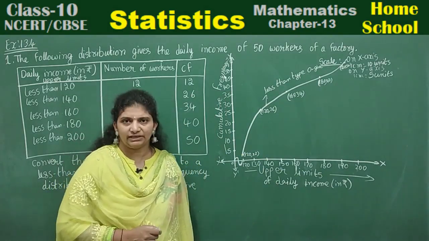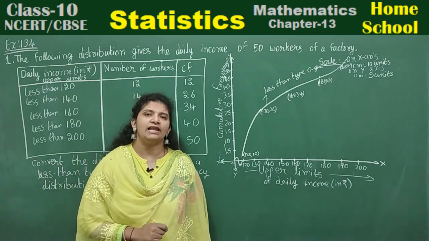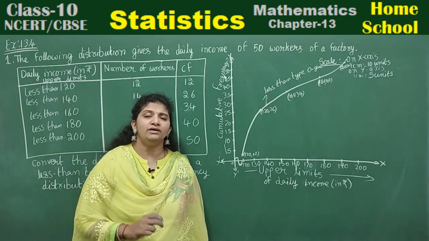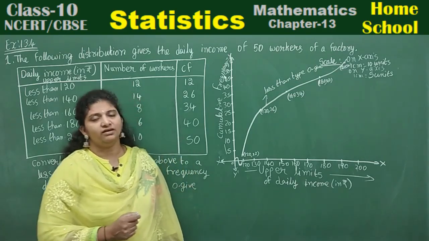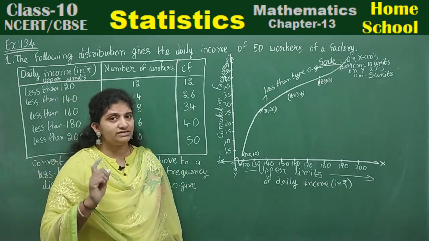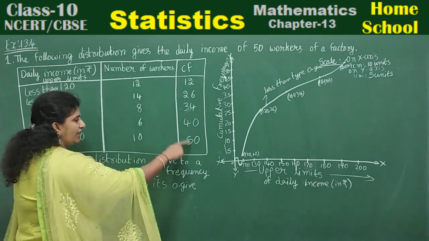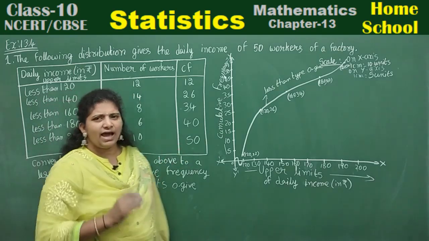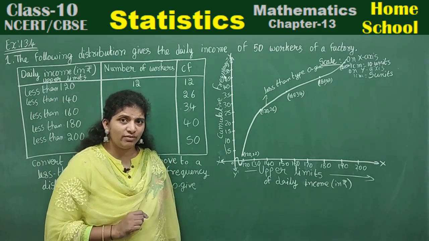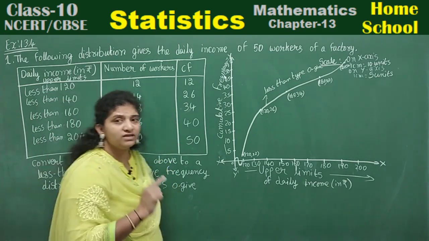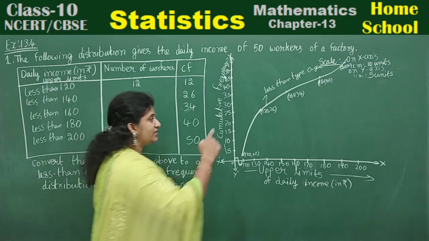Yes, this is completed. But now one more question I'll ask here. Find the median. Less than type ogive, find the median. How to find the median? Once again, listen carefully. Your n value 50. Half of 50, 25. Half of 50 is how much? 25. Observe 25. Where is it?